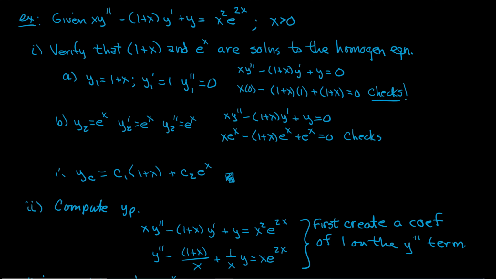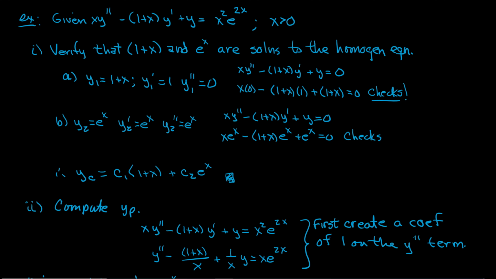Let's say we have this function xy double prime minus (1 plus x)y prime plus y equals x squared e to the 2x, and we're going to assume, as is often the case, x is greater than 0. In this case, we start out being given our solutions to the homogeneous equation, 1 plus x and e to the x, and you're asked to prove or verify that these truly are solutions to the, notice, homogeneous equation, which means that we're going to start with our equation at the top of the screen, and on the right-hand side, instead of having the x squared e to the 2x, we're going to have equals 0.